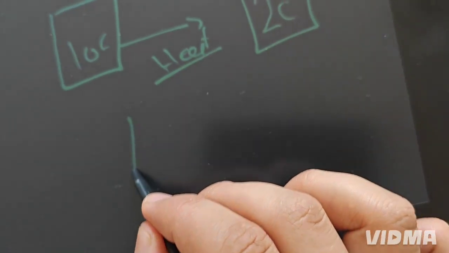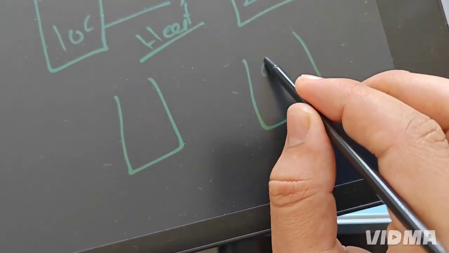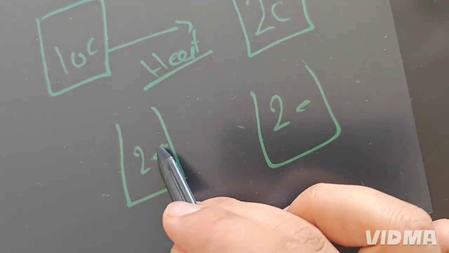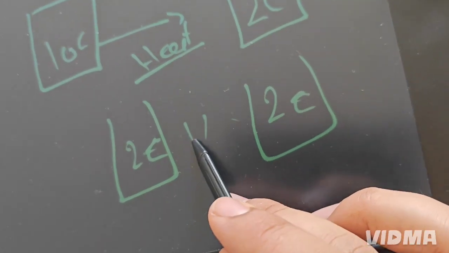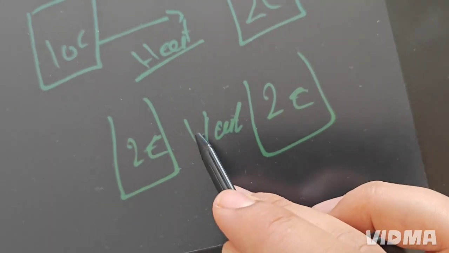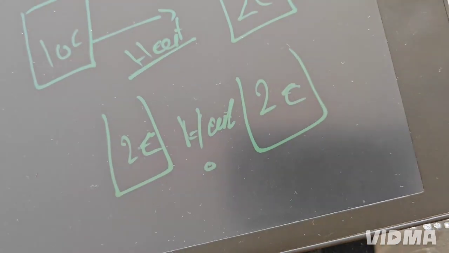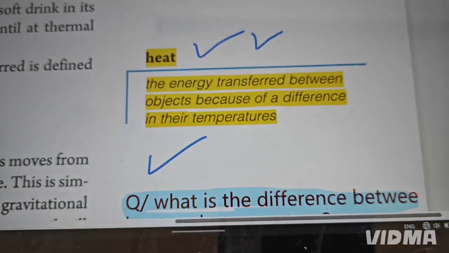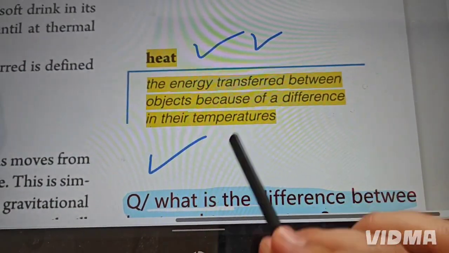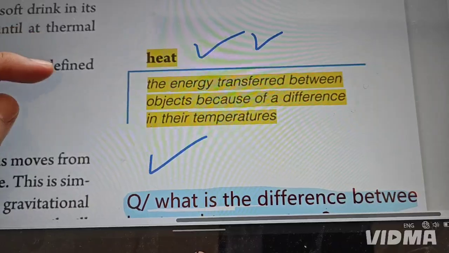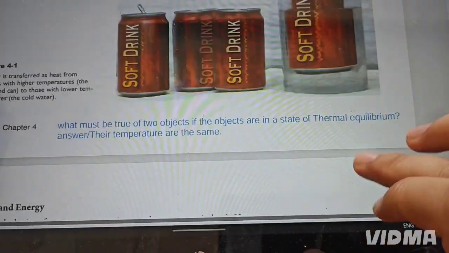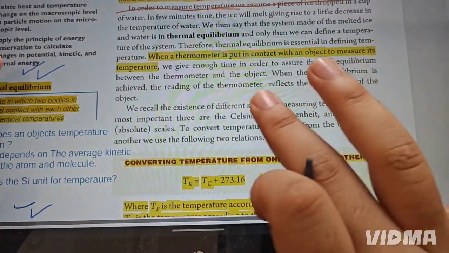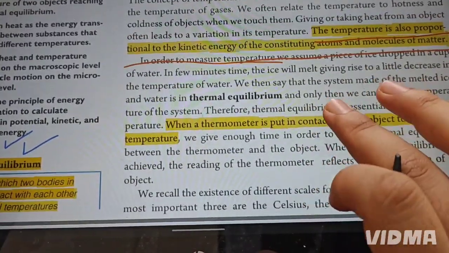What if there is no difference in temperature between them? For example, both of them 2 Celsius, 2 Celsius. In that case, we don't have any transferring energy. The heat transferring in that case is equal to 0. But in here there is transferring energy because they are at different temperatures. Energy is transferring between objects when they are at different temperatures. Actually, this is the difference between them.